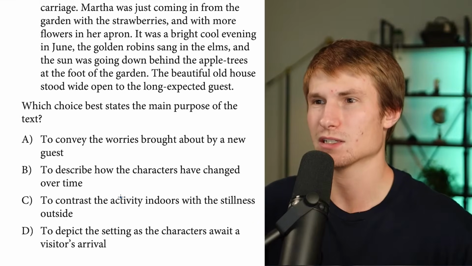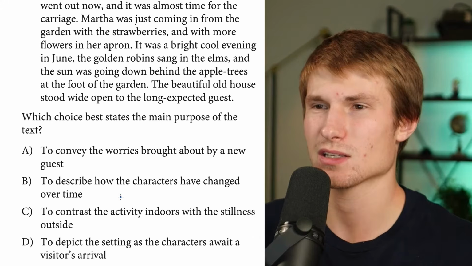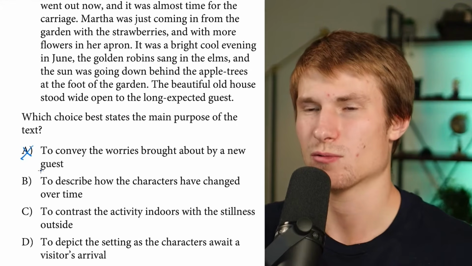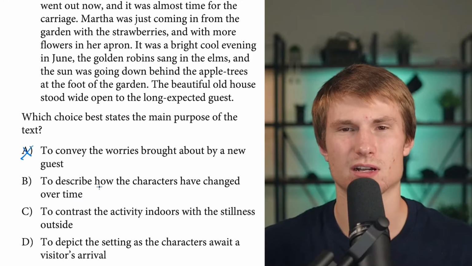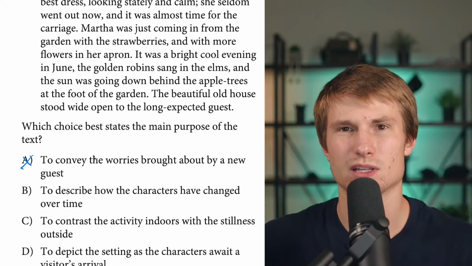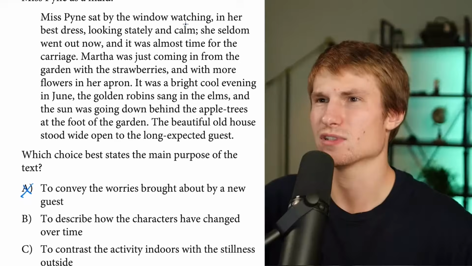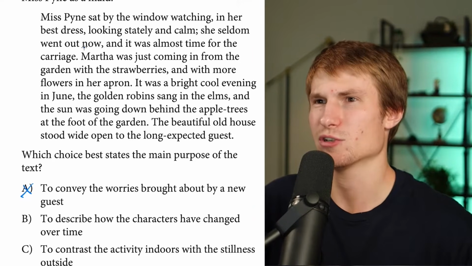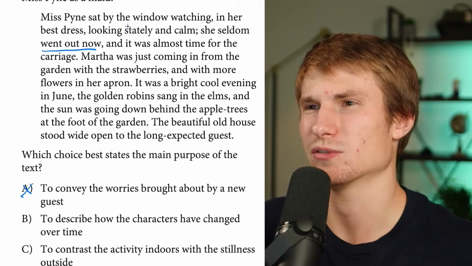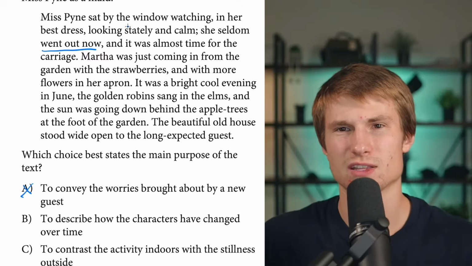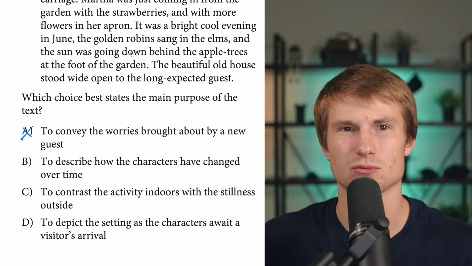We got option A, to convey the worries brought about by a new guest. It doesn't really say that anyone's worried anywhere, so we can get rid of A. B, to describe how the characters have changed over time. I think that's focusing too narrowly on essentially the first sentence, where it says that she looked stately and calm. She seldom went out now, indicating a sort of transition from her going out in the past, but that's too narrow. It's not the main purpose of the text, so I think we can get rid of B as well.